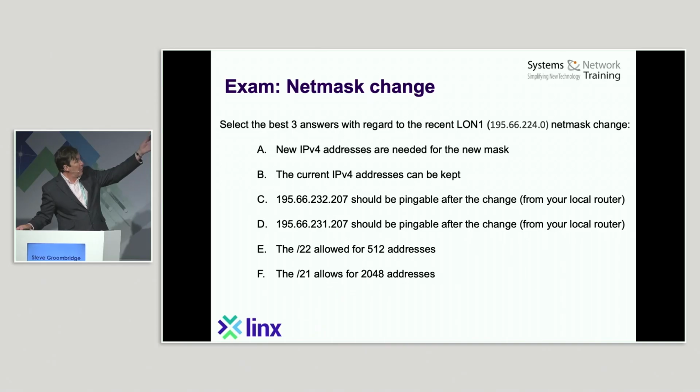Oh, someone shouted out. Maybe not everyone could hear that. No, I'll tell you what it was, but that is correct. B is correct. So the idea is, one of the things happening on London 01 is the Netmask is changing from a /22 to a /21, and the current IP4 addresses can be kept, most definitely. Next, and one of these is a valid address, is that you should, if you're testing it, be able to ping 195.66 and then something.207. So again, a volunteer, someone else, which one is correct, C or D in this case?